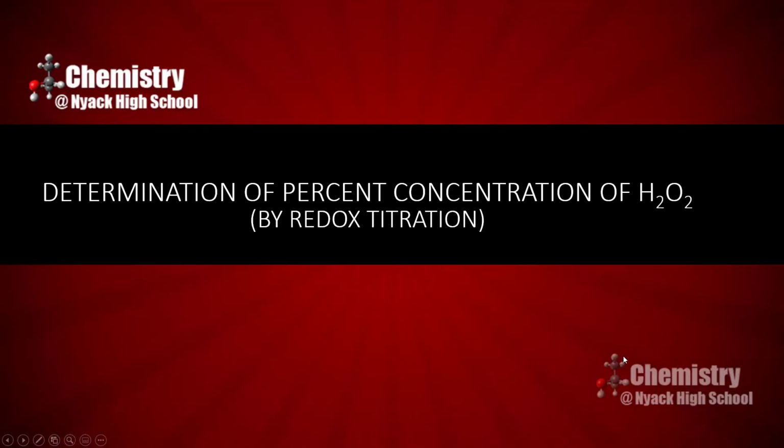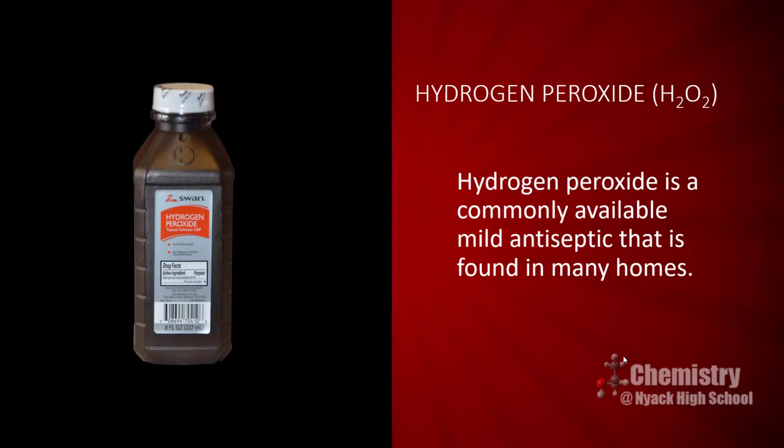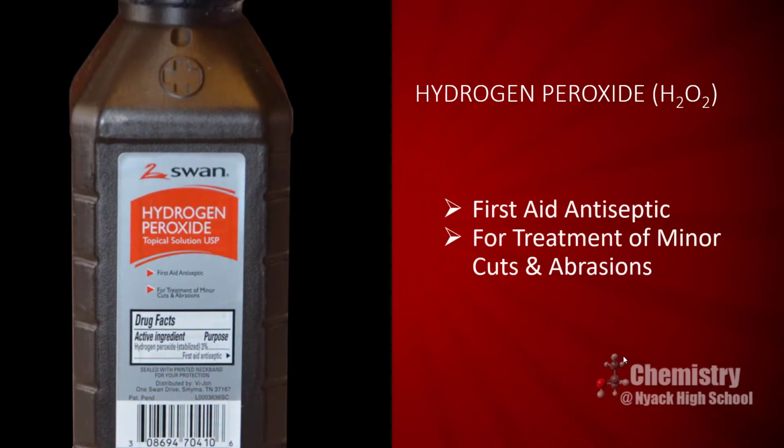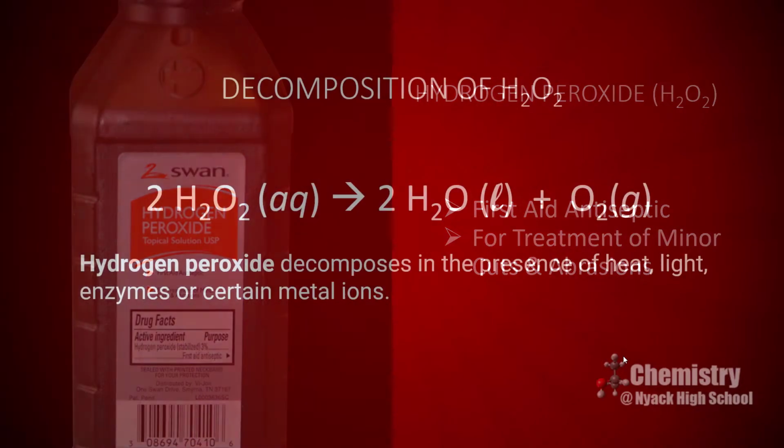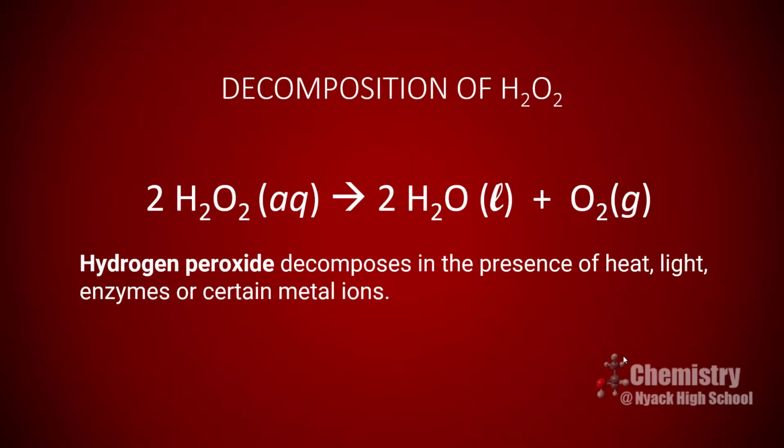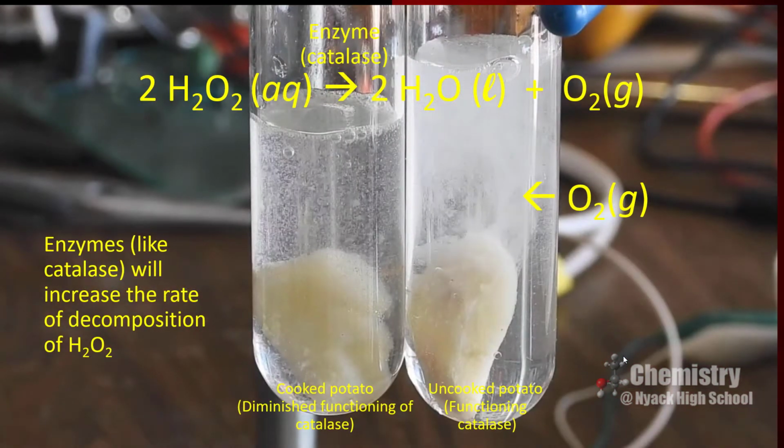Today's lab is a determination of the percentage concentration of hydrogen peroxide. Hydrogen peroxide is a substance commonly available in most homes and stores in the US. It is used to treat things like minor cuts and bruises due to its germ-killing abilities. Hydrogen peroxide, or H2O2, undergoes decomposition in the presence of light, enzymes, or certain metal ions. In this process, H2O2 is broken down into water and oxygen gas.